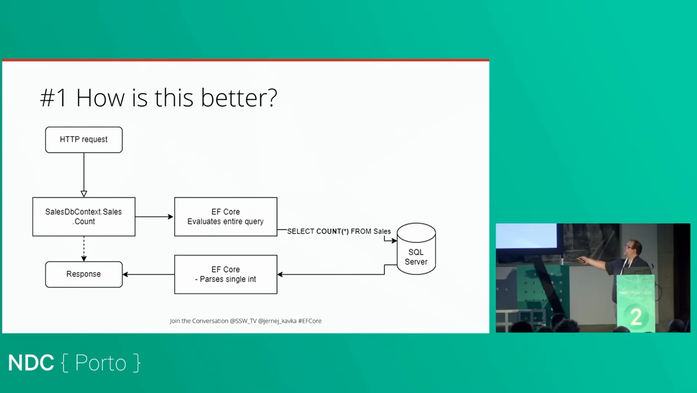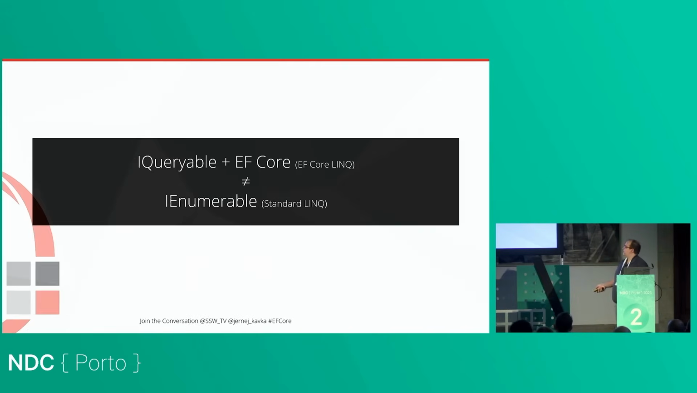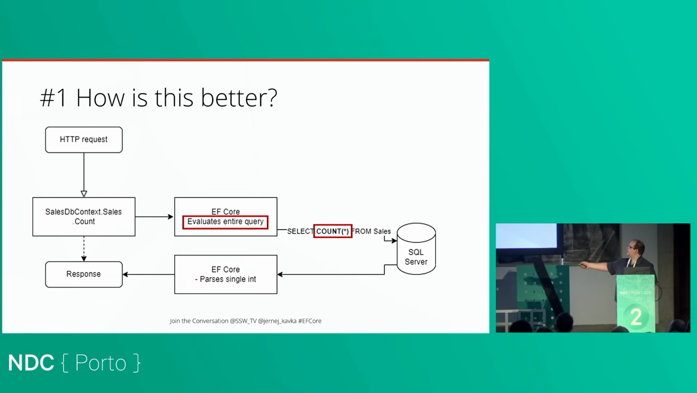And what happens behind the scenes is, you can see here we have a full statement. We have sales.Count, and EF Core evaluates the whole query with the count, and then generates SELECT COUNT(*) FROM sales, which then only returns a single integer. That's it. It doesn't return 7 million records, just a single integer.